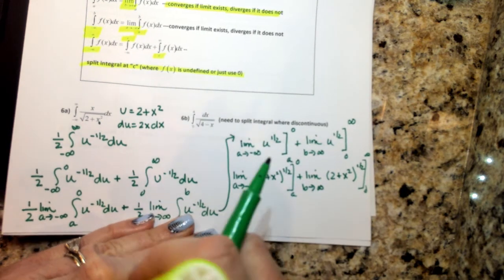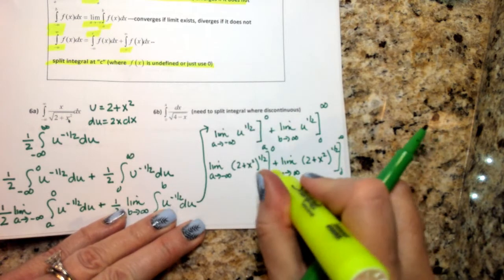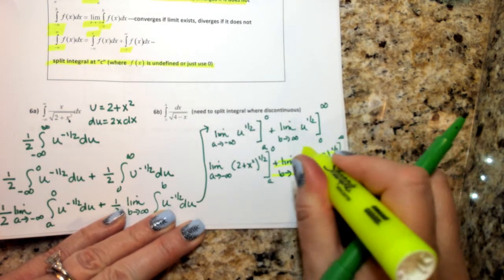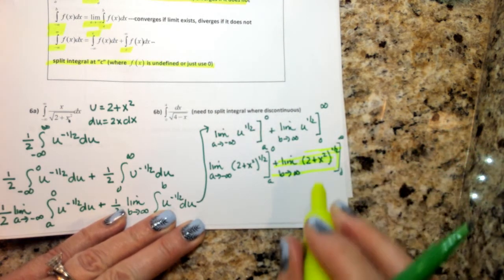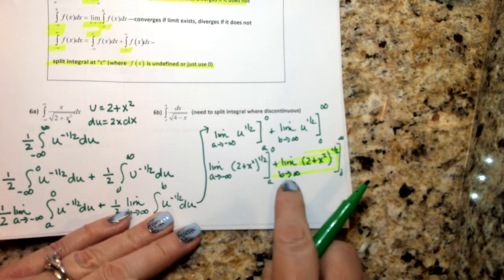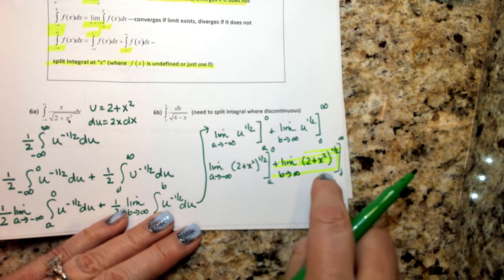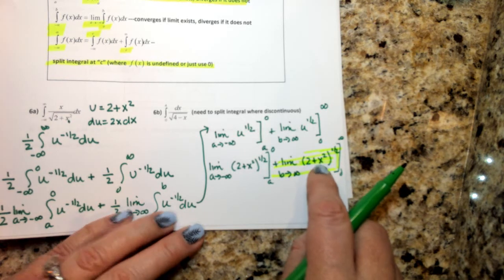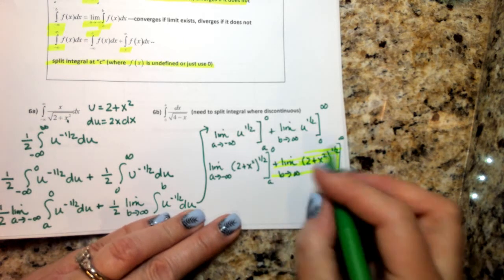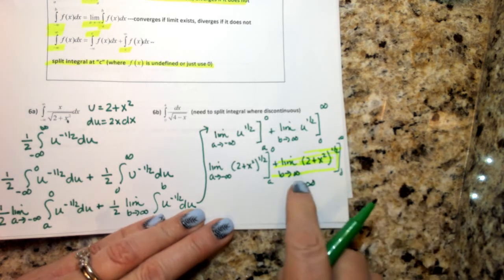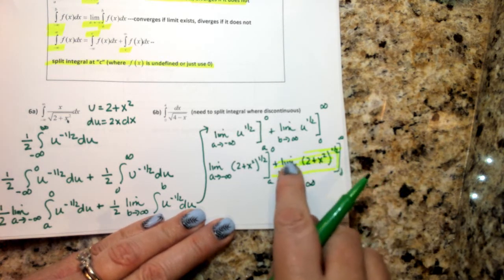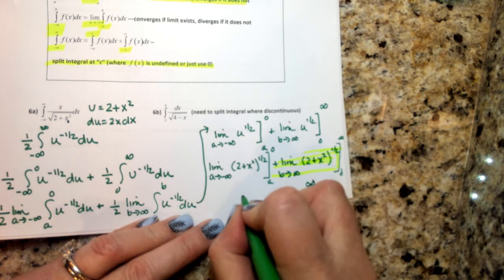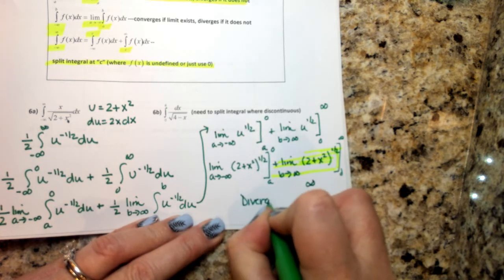So I'm going to take a look at this limit as b approaches infinity of (2 plus x squared) to the 1/2. As x is getting larger and larger, I'm not approaching a fixed number. The behavior of this function is approaching infinity. So since this is approaching infinity, we can say that this whole entire integral diverges.